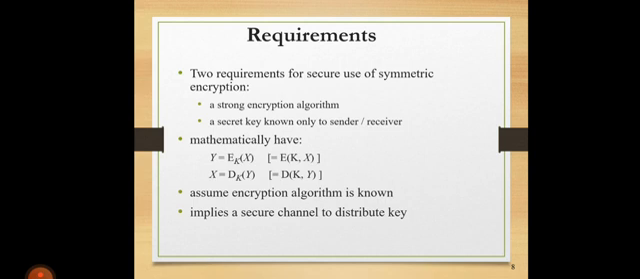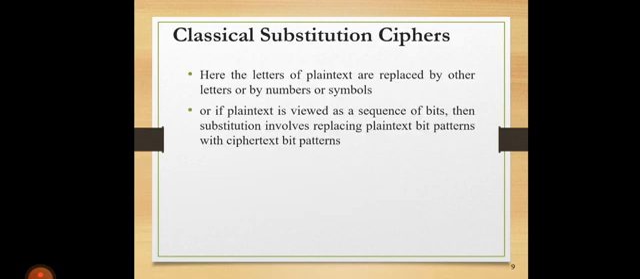Mathematically, it can be expressed as y = E_k(x) and x = D_k(y), where x is plain text, y is ciphertext, E is encryption algorithm, D is decryption algorithm, and k is key. So, in order to get the ciphertext, encrypt the plain text with the help of the key, and in order to get the plain text, decrypt the ciphertext with the help of the key. Assume that the encryption algorithm is known, and it implies a secure channel in order to distribute the key.